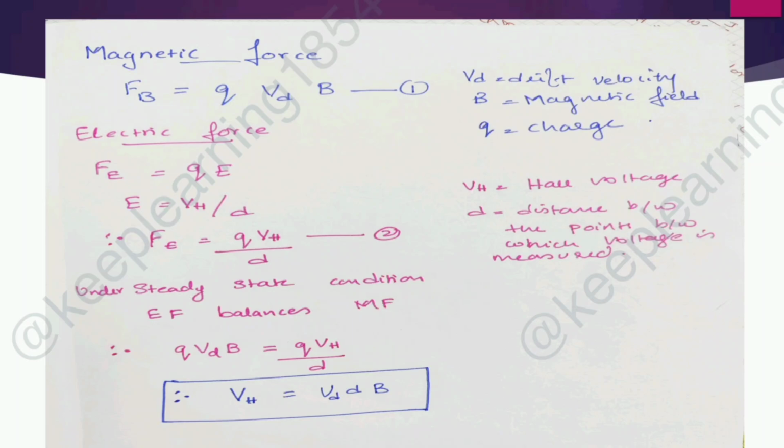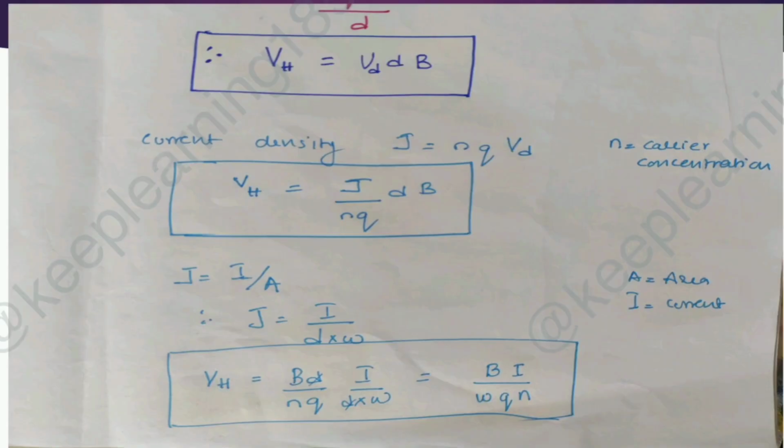That is the product of drift velocity, the distance between the 2 points between which we are measuring the Hall voltage, and B, the magnetic field. Now in terms of current density we can rewrite the expression for Hall voltage. Current density is given by the expression N into Q into Vd, that you have already learned in the previous lessons. So substituting that, VH can be given as J, the current density, divided by NQ, into D into B. Now current density means the current measured across the area. So J can be rewritten as I by A.